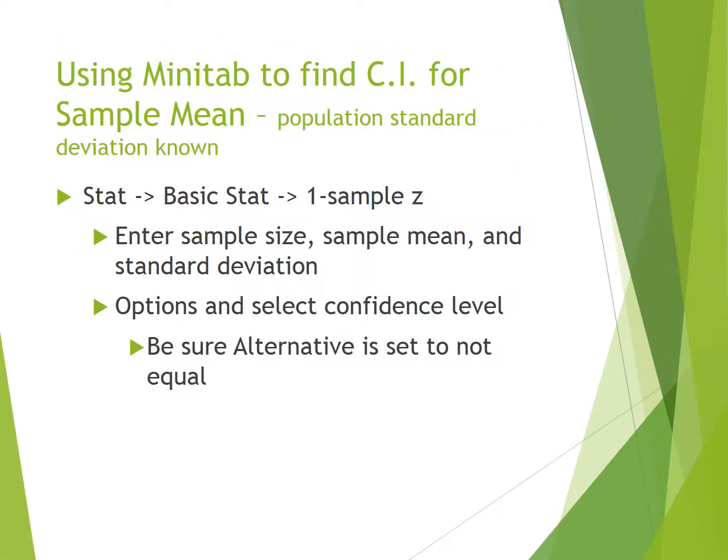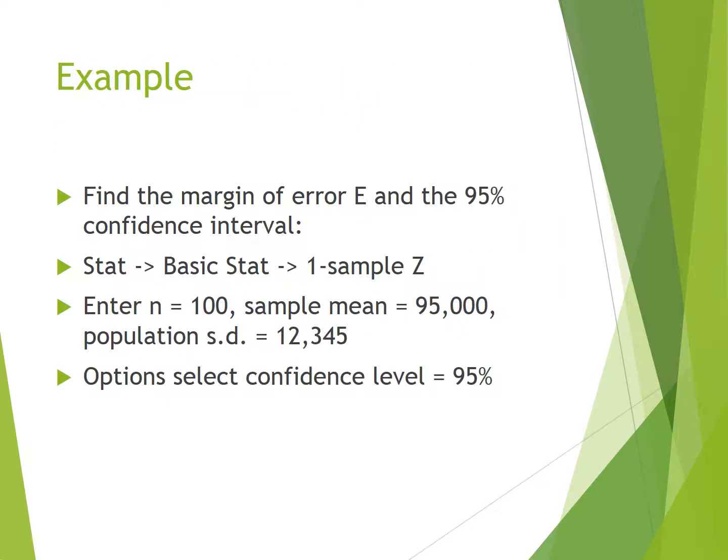Minitab to find the confidence interval for a sample mean. When the population standard deviation is known, we go to Stat, Basic Stat, 1-Sample Z. We enter the sample size, the sample mean, and the population standard deviation because it's known. Then go to Options and select the confidence level, 90, 95, 99, whatever you're asked to find. Be sure alternative is set to not equal. And you'll get the confidence interval.